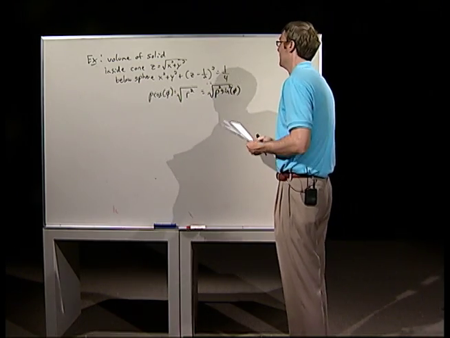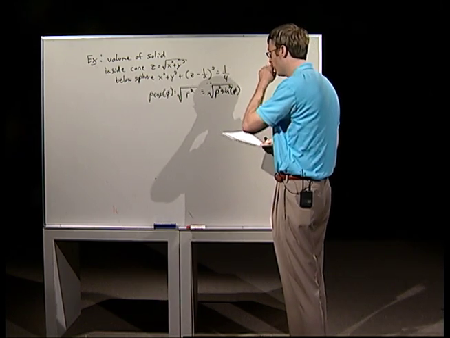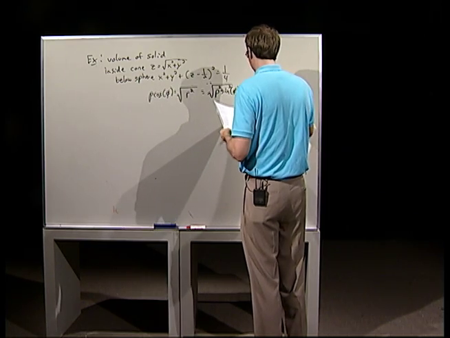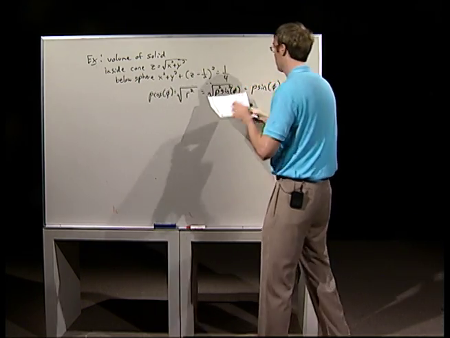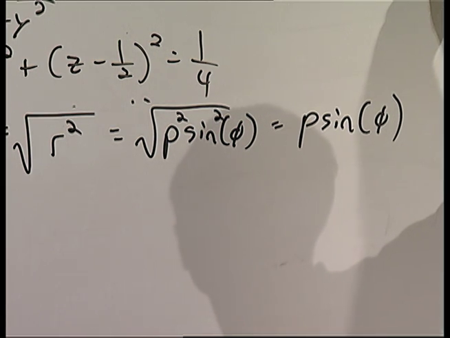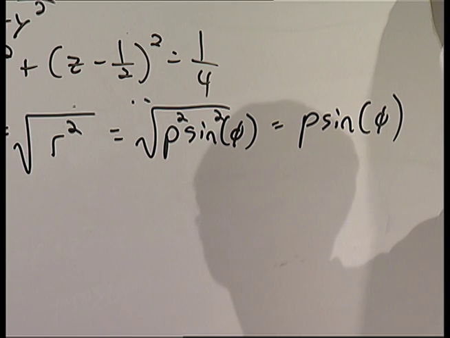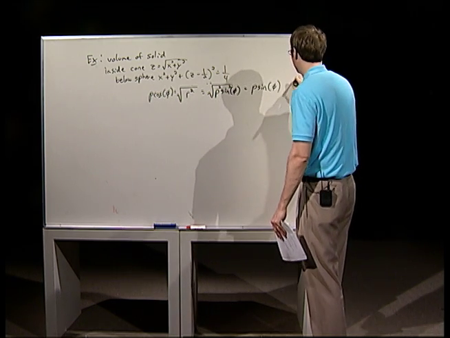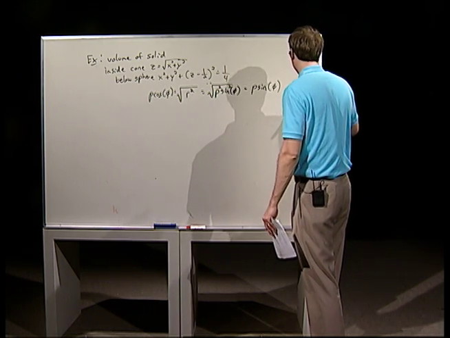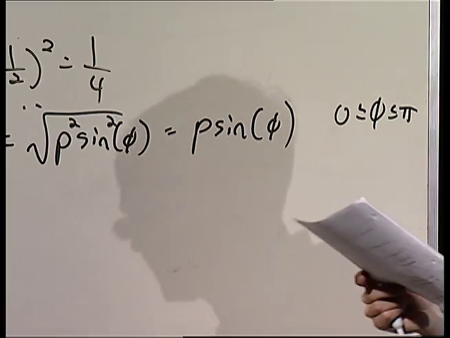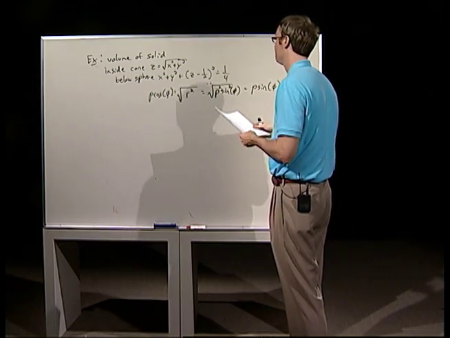We know rho squared is okay, and sine phi between 0 and pi is positive, so you're okay with that. Since phi is between 0 and pi, there's no question about this being plus or minus. We're in good shape with that.